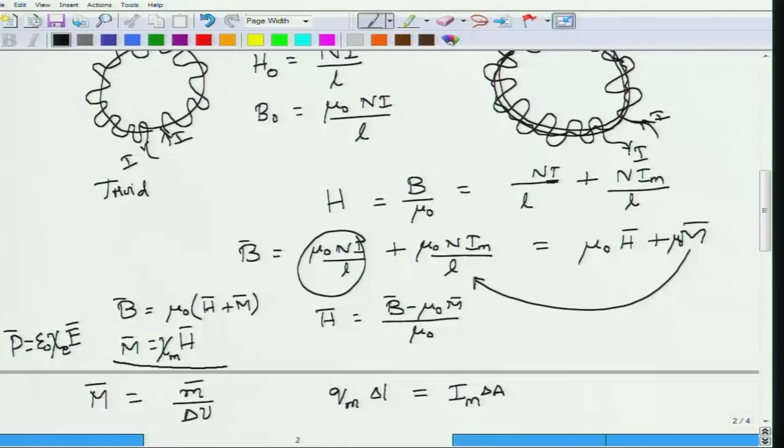Similarly, we will look at the relation between M and H for two classes of materials called diamagnets and paramagnets. We will keep the discussion brief, but give you the basic ideas of those materials. So, you have M is equal to chi m into H, where again chi m is the magnetic susceptibility.